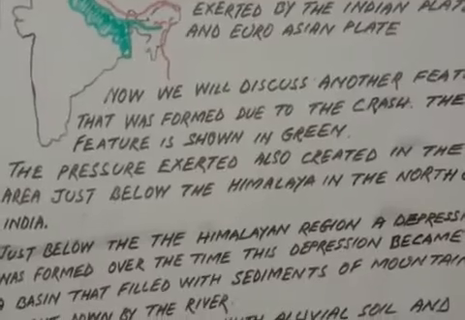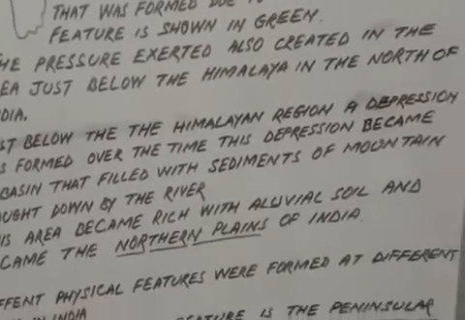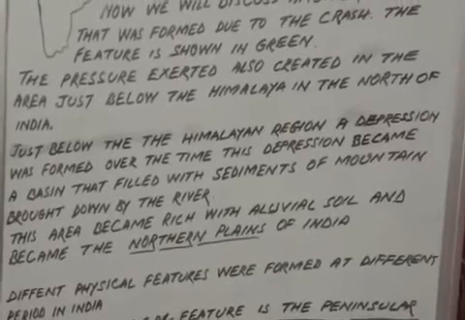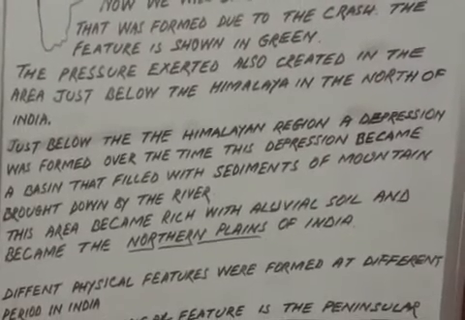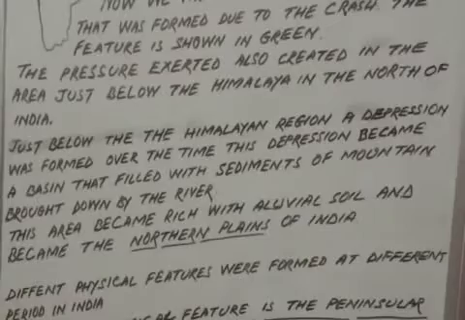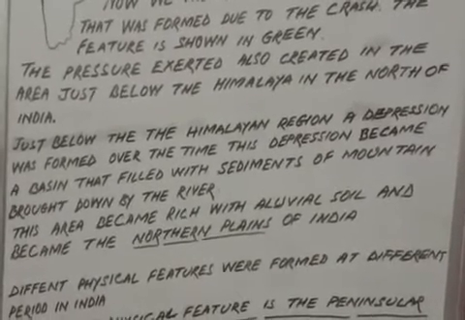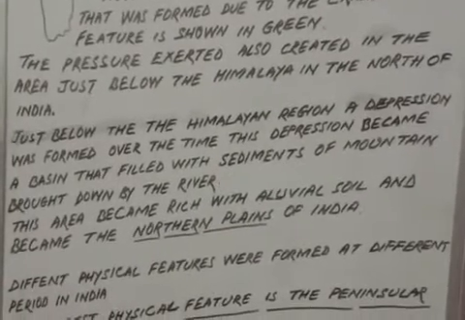It extends from the foothills of the Himalayas to the plateau region. Just below the Himalayan region, a depression was formed. Over time, this depression became a basin. As the stones rose up and the Himalayas were created, just below the Himalayas, a shallow land was created. And this shallow land or depression became a basin area.